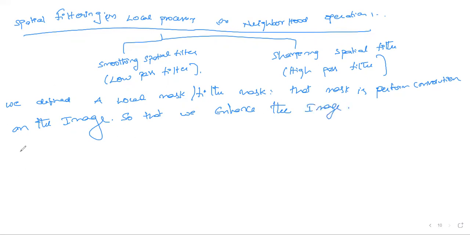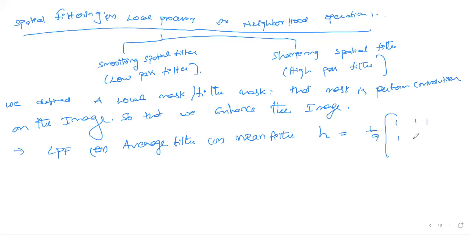So in low pass filter, the first one is the LPF mask, also called the LPF or average filter or mean filter. The mean filter mask is defined as small h equal to 1 by 9. This is the basic LPF or average filter or mean filter.